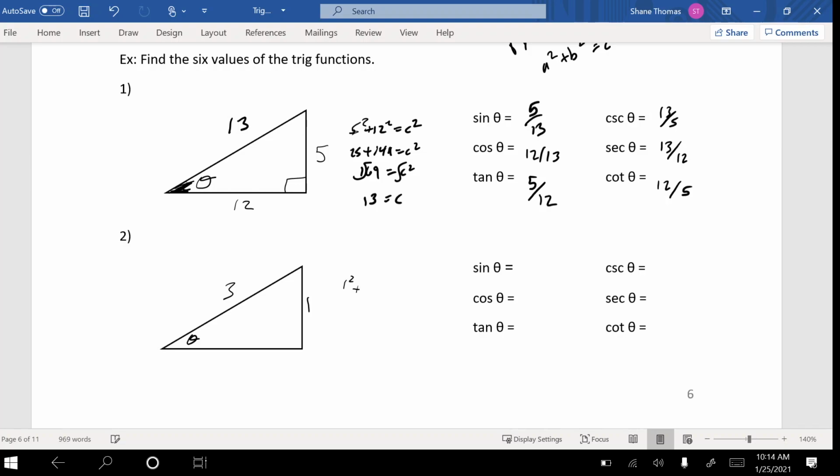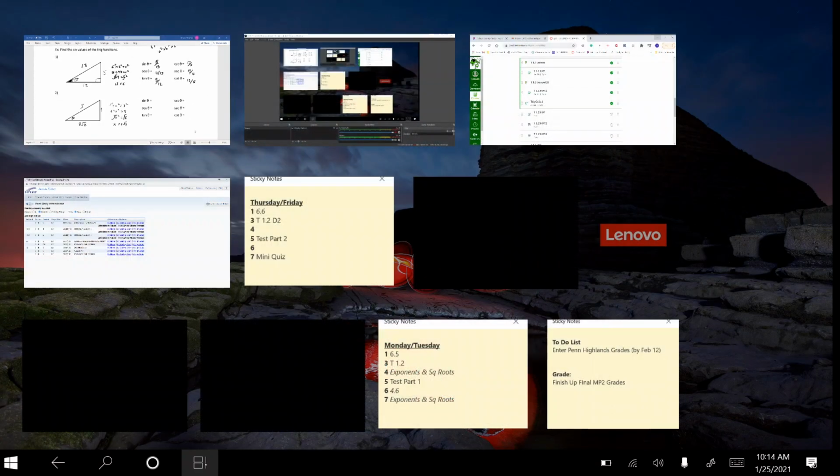So we're gonna have 1 squared plus x squared equals 3 squared. Okay, so 1 plus x squared equals 9. Take the 1 over, I have x squared equals 8. Square root both sides, so x is going to be 2 root 2, right? I don't want to take this to decimals because I'm going to be putting them in fractions anyway, right? So I can't have a decimal within a fraction. So this missing side would be 2 root 2. All right, now I'm going to give you a couple minutes. I want you to find the 6 values.